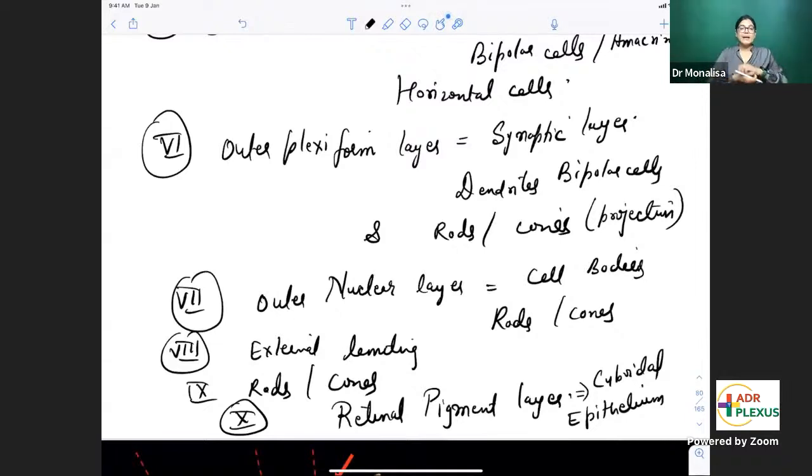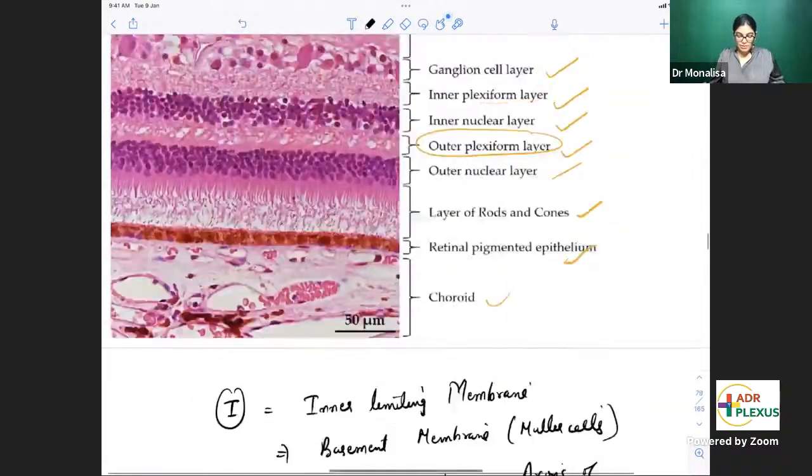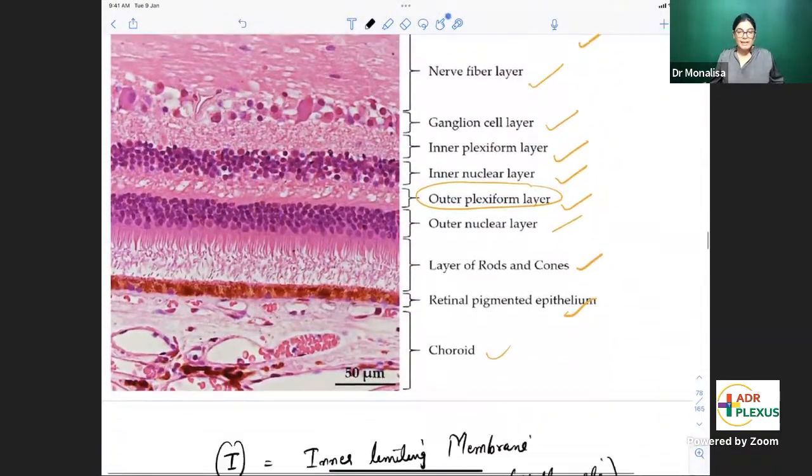So just quickly write down all the 10 layers and what they contain. Briefly, I just want to recapitulate this. Yes, many of the students have definitely identified the right one. So you can just have a look at all the layers. All the 10 layers we have done. Now let's move on to the next one. So yes, we are done with all the 10 layers of the retina.